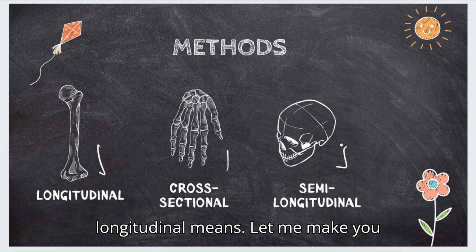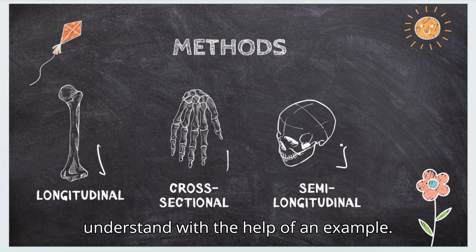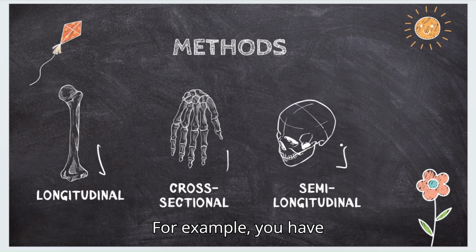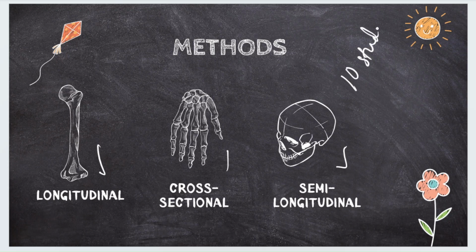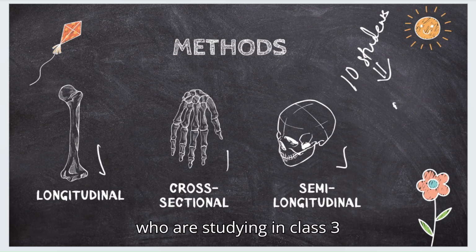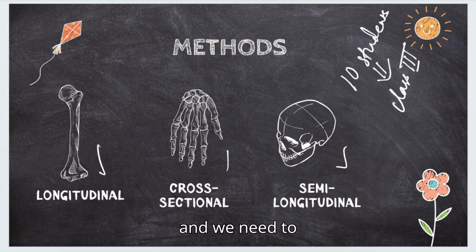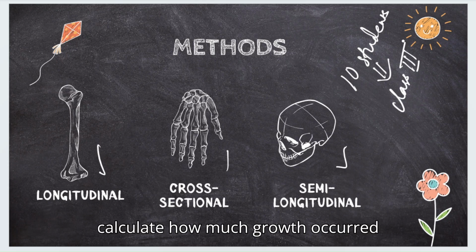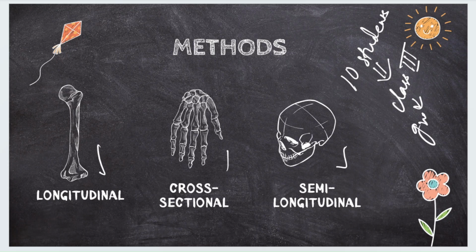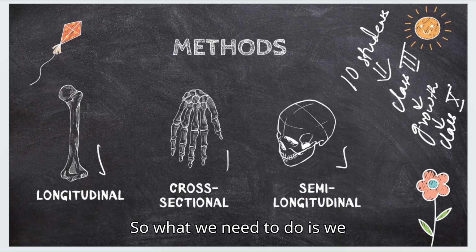So longitudinal means, let me make you understand with the help of an example. For example, you have 10 students who are studying in class 3, and we need to calculate how much growth occurred when they came into class 10th. So what we need to do is put them into a longer period of observation.